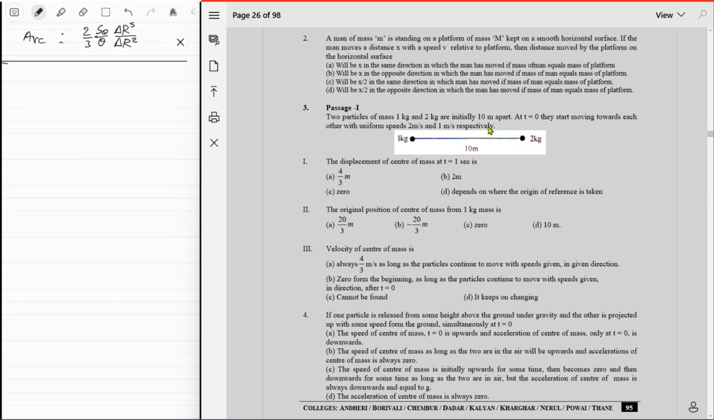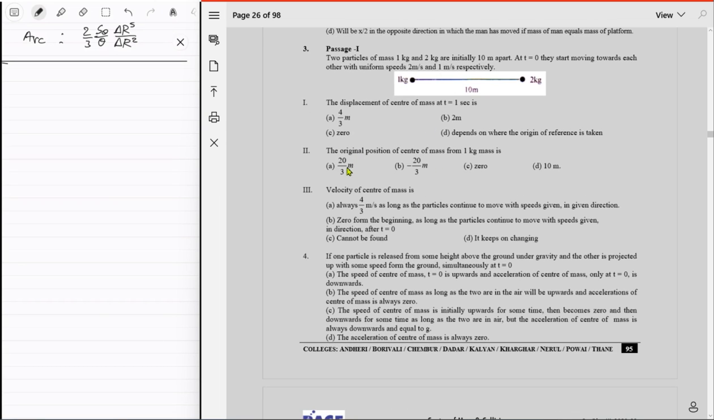wait, what are the speeds? 2 and 1. So the center of mass speed is what? Wait, this first guy is moving at 2, this is 1. Oh, it's 0. Huh. Yeah, the total momentum is just 0, so the center of mass speed is 0, which means the center of mass is not displaced at all.